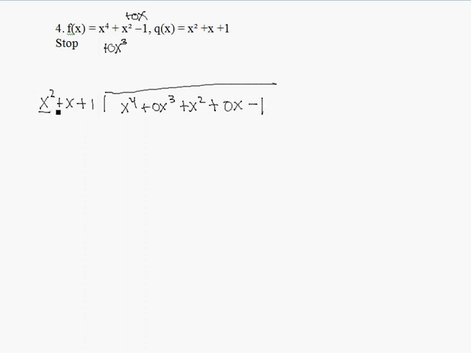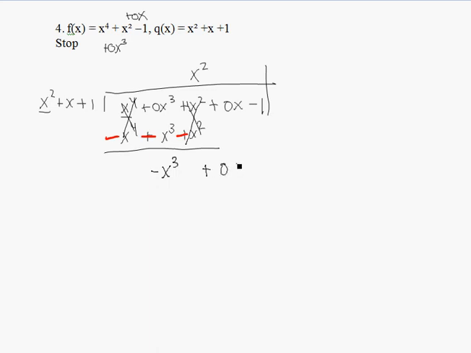I say x squared times what gives me x to the 4th? Well, that's just x squared. Notice that I line it up with the like terms so that I know when I get to the end I'm done with my division. I distribute the x squared over the divisor. I get x to the 4th plus x cubed plus x squared. I change the signs. All three of them become negative. I add like terms, those two cancel. I'm left with negative x cubed. Those two cancel. Plus 0x.